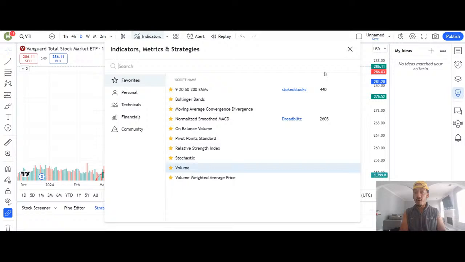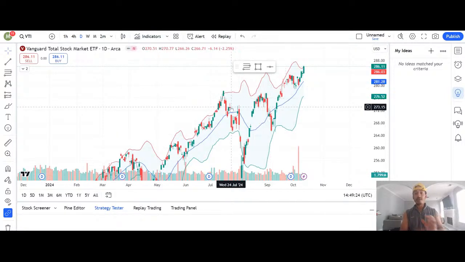Now we're going to go over volume. Volume, you can't trade without volume. Volume is these green and red lines down here at the bottom. When you see a big spike in volume, that means there is a lot of support behind that movement, right?